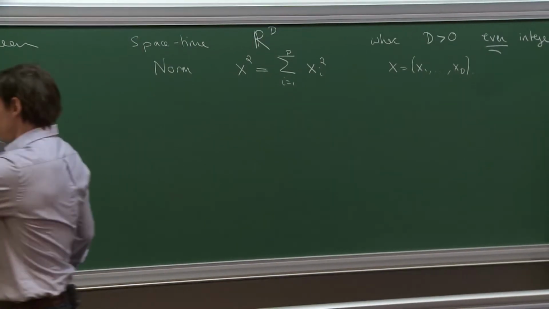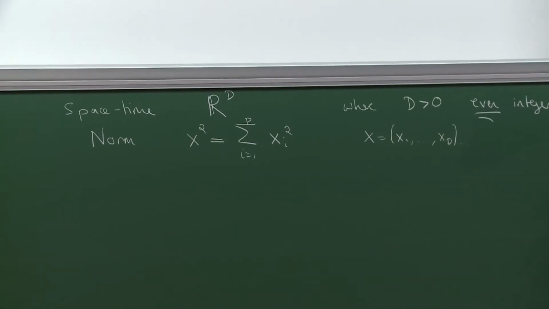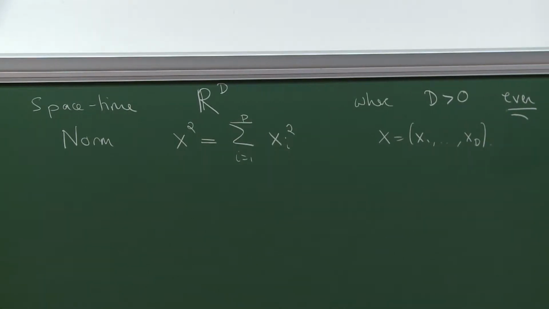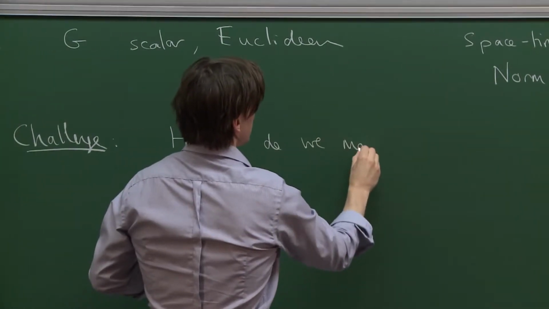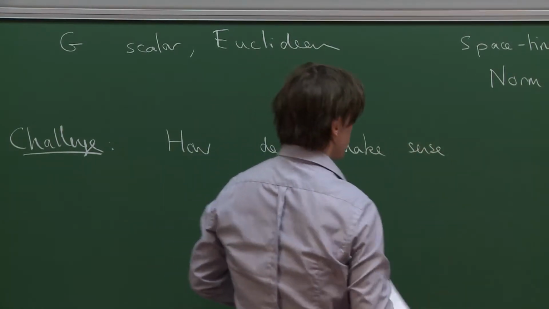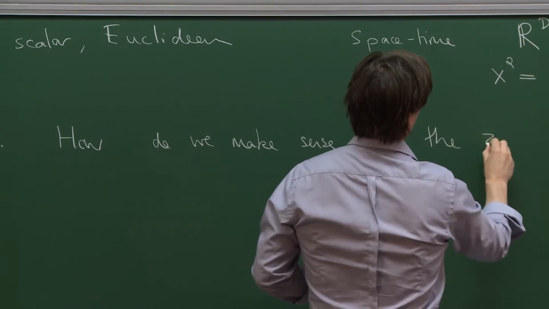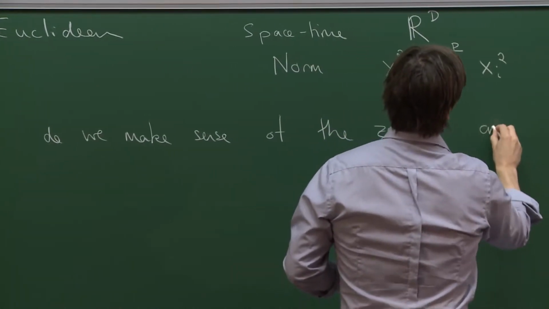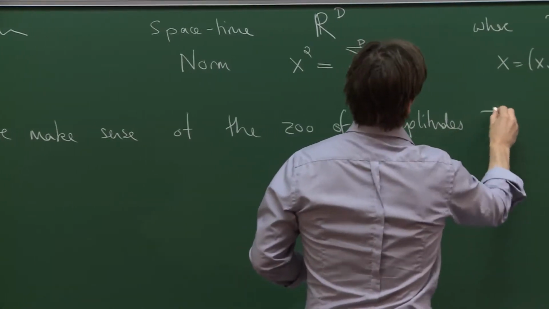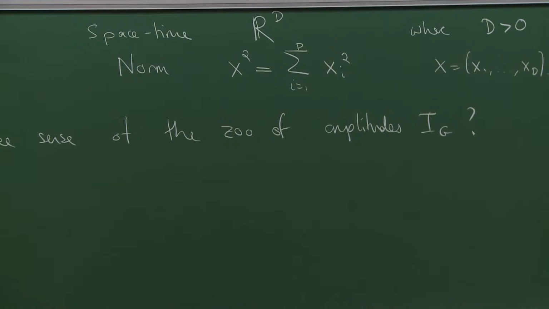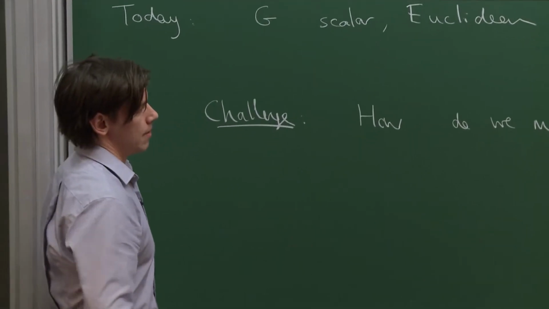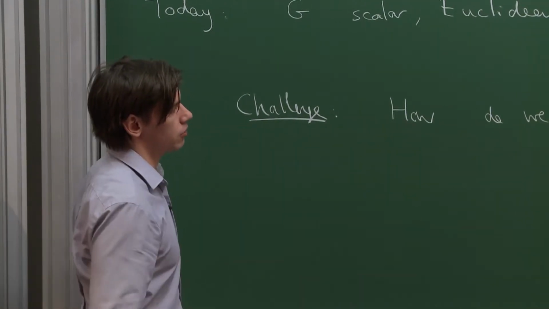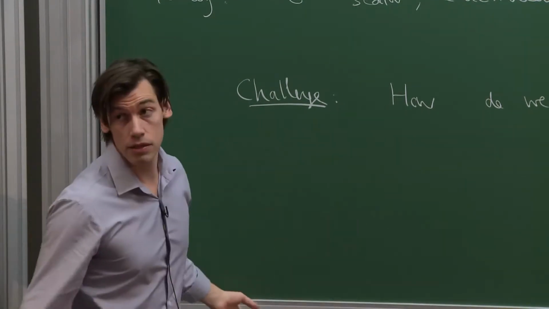Okay, and so the challenge that I want to bear in mind throughout this talk is how we think about amplitudes. So how do we make sense of the zoo of amplitudes I_G? This won't make much sense now, but when we've seen some examples, I want you to think about the problem, the challenge, to try and find some order in this huge morass of examples.